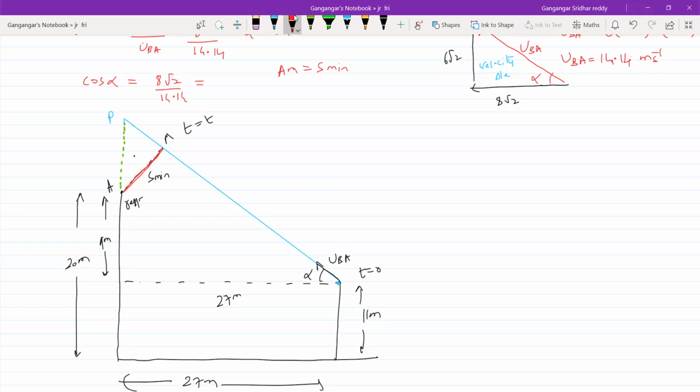Okay, now we know alpha. We know this is 27. Can we calculate this? A, P, B, this is C. Can we calculate PC? Yes, we know PC and we know AC. So from that I'll get this H. Then if we know H and we know alpha, this is 90 degrees, so how much will this angle be? This will be perpendicular. This is alpha. Can we get our required answer?